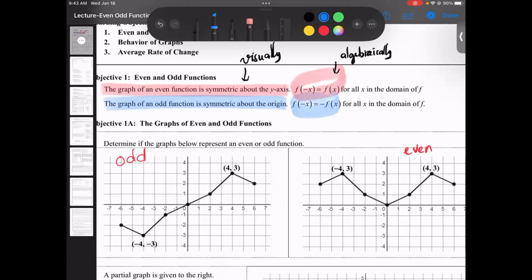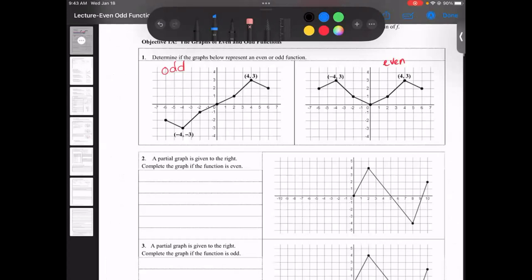Now let's take a look at number two. A partial graph is given. They want you to complete the graph if the function is even. Well, it's symmetric. It's a mirror image about the y-axis. So even if you don't know anything about math, you can just say my other point will be there, right? What about this point? Where will it go? Yeah, right here. (-10, 2), right? Oh, okay. So (-8, -4). Very good.